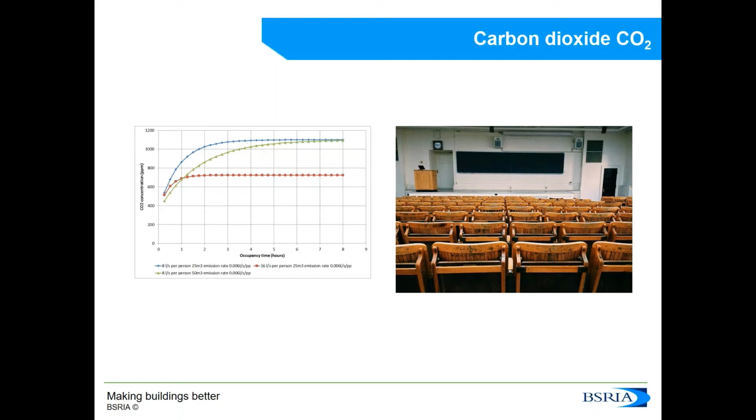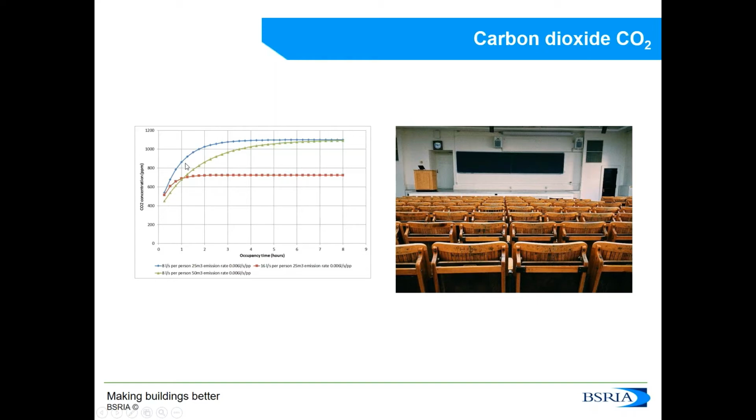So the steady state level depends on several things. It depends on the number of occupants in the space, it depends on the volume of the space, and it depends on the ventilation rate. So for example, if we compare the red line with the blue line, the red line shows a space that has a higher ventilation rate with the same amount of people and the same space as the blue line, but it has a lower contaminant concentration because it has a higher ventilation rate.